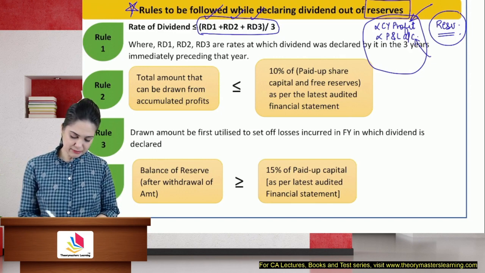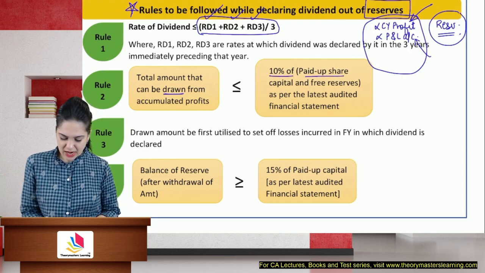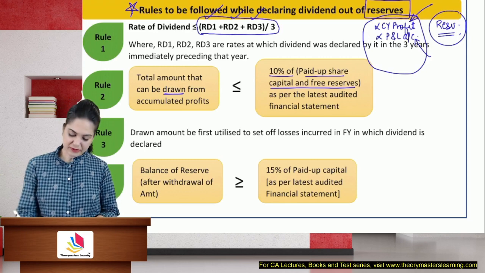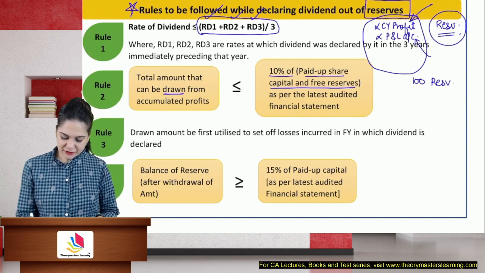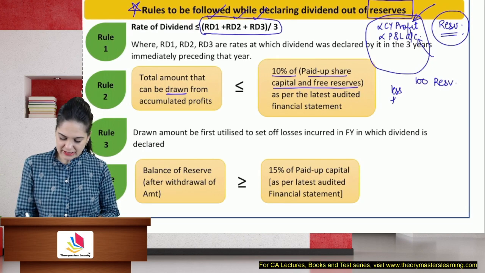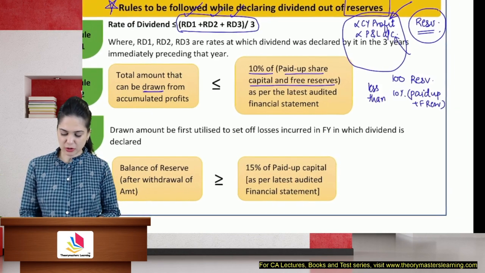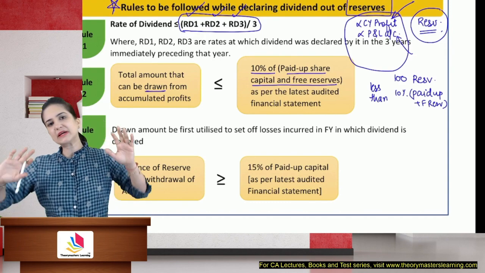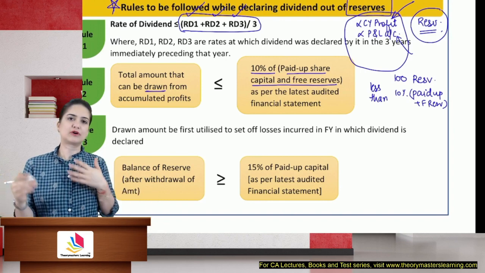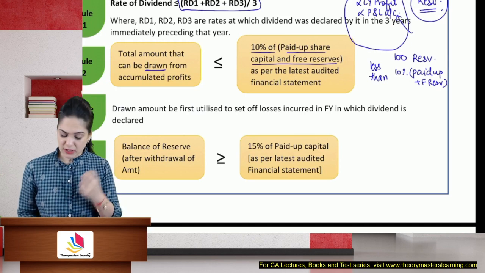Then the second rule is that whatever amount you withdraw should be less than 10% of the paid up share capital and reserves as per the latest audited financial statement. So if 100 rupees is lying in my reserve, whatever I withdraw should be less than 10% of the paid up share capital plus free reserve. So there is a limit on how much I can withdraw. Otherwise, if there is no limit, the company will keep using that reserve, and one fine day they will not have anything for emergency.